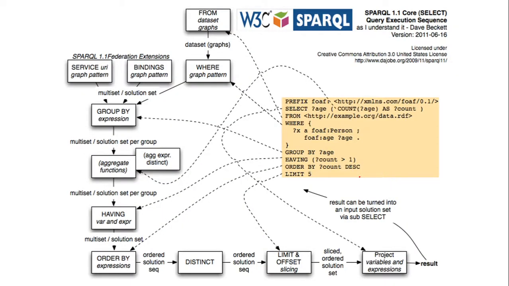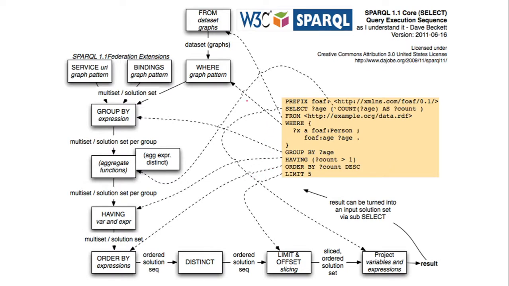Now, let us have a look at the bird's eye view of processing one particular query. This particular example has been taken from the note written by Dave Beckett. This query is a very simple one. It is a very typical query having many things like select, from, where, group by, having, order by, limit. Most of the constructs you can see are present here. Now, let us see how this query would be processed.